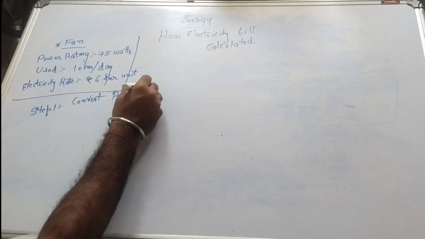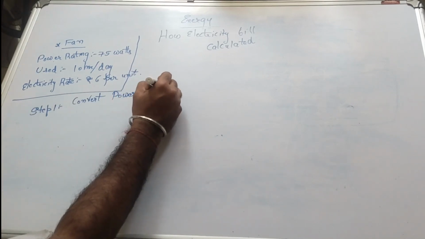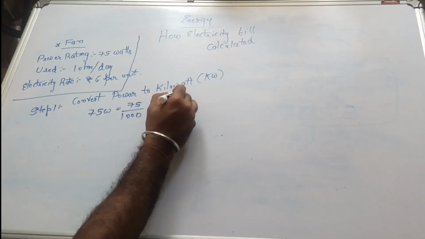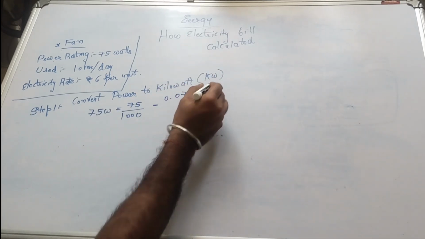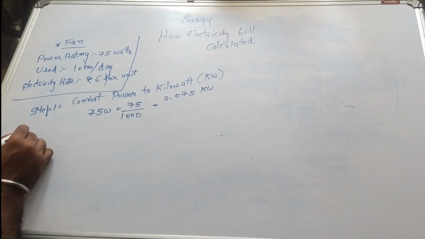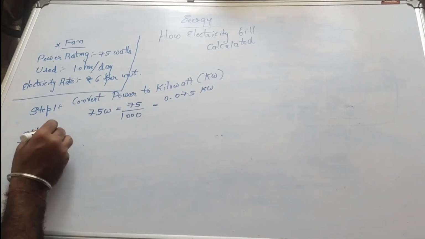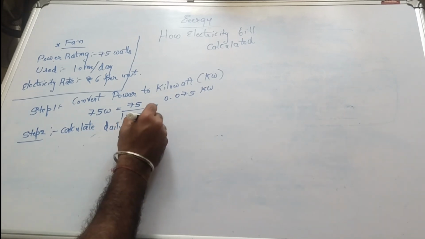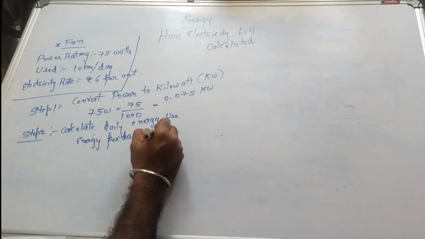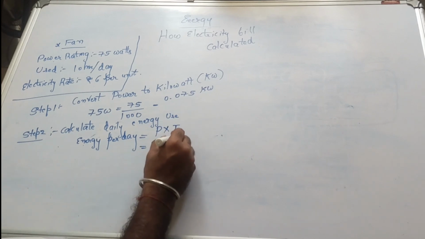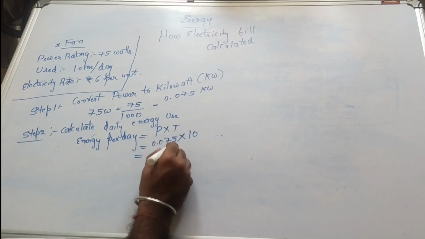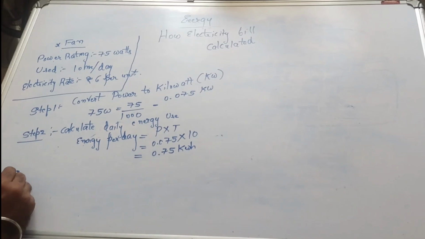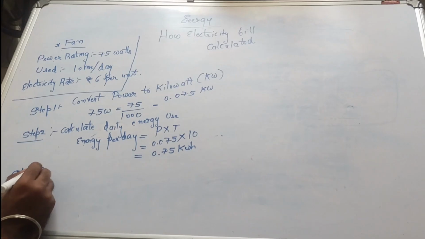Step 1: convert power to kilowatt. It's given as 75 watts, so it will become 75 divided by 1000, which is 0.075 kilowatts. Step 2: calculate daily energy use. Energy per day is power into time. 0.075 per day, we use it for 10 hours, so into 10, 0.75 kilowatt hours.